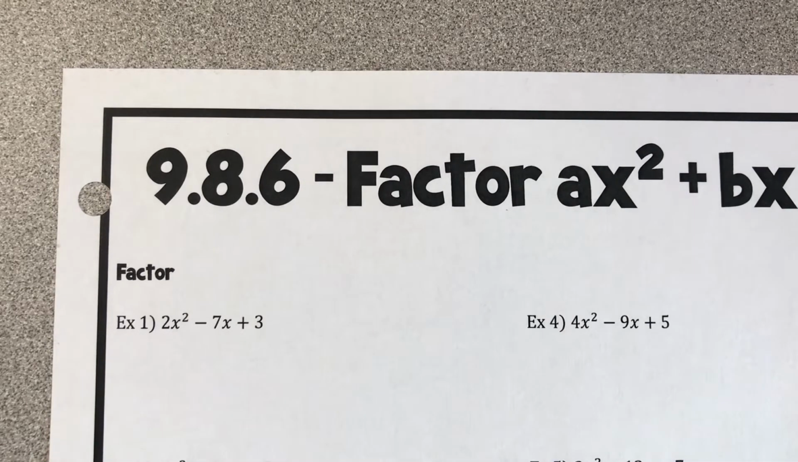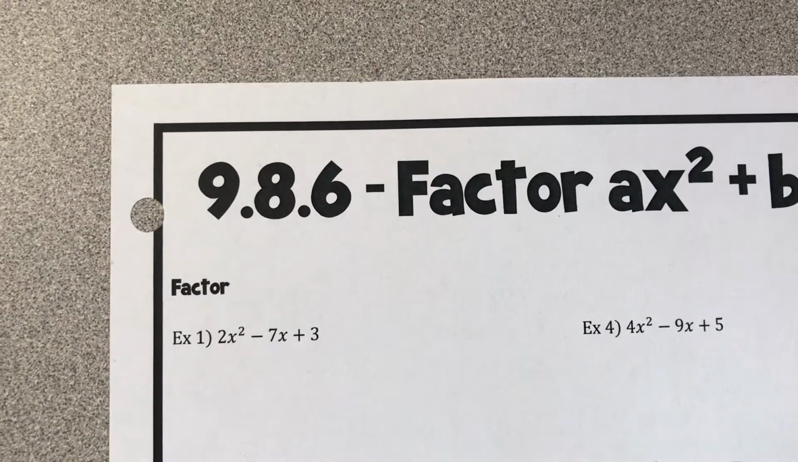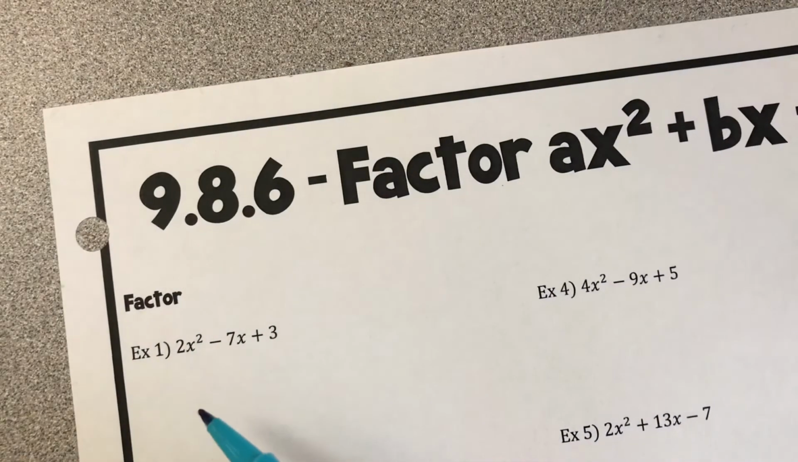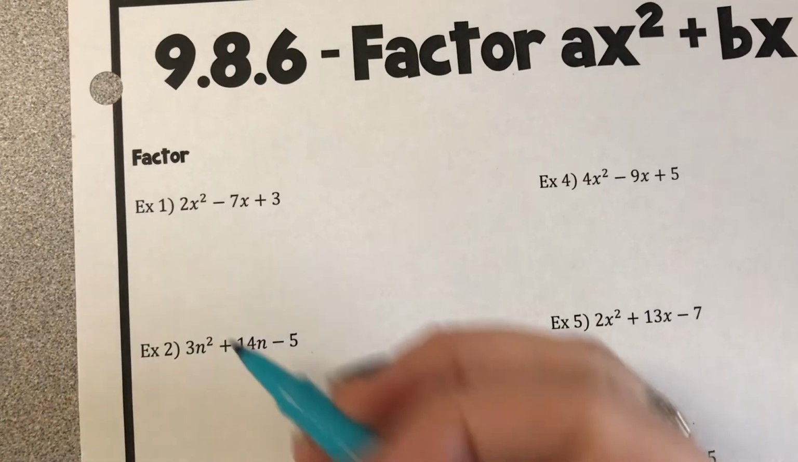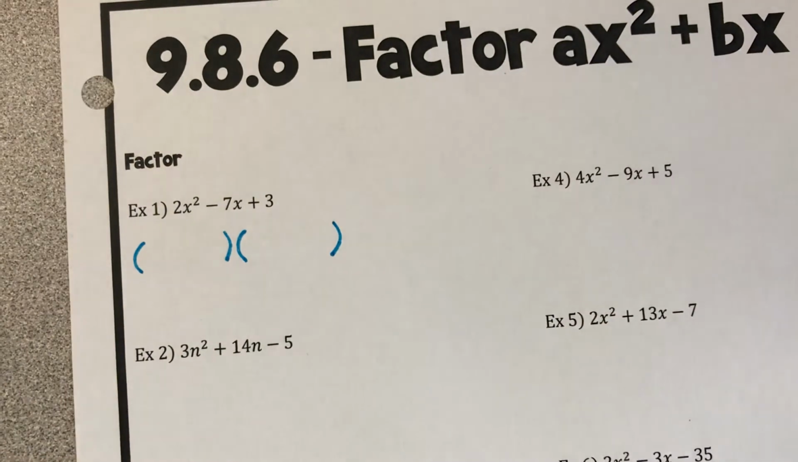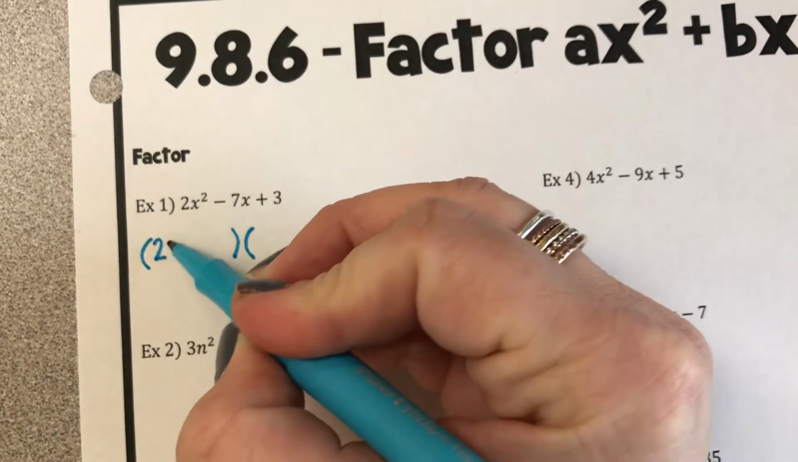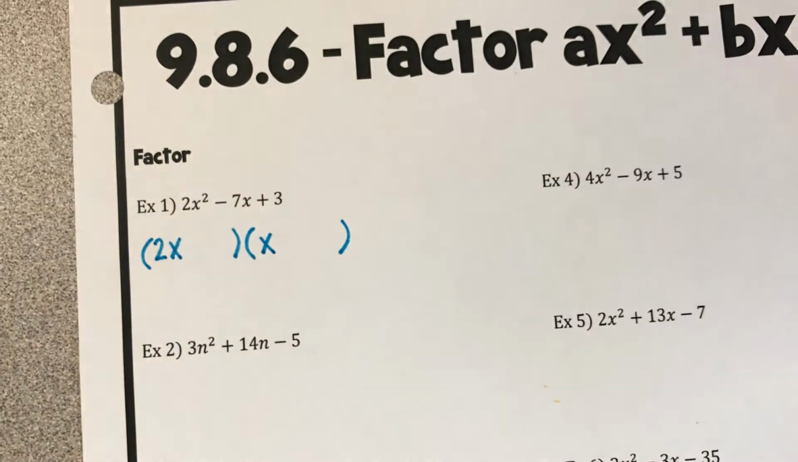Okay, today we're going to keep factoring, but instead of having just an x squared for our first term, we're going to have what's called ax squared, and that's where there's a number in front, or a coefficient in front of the variable. So some of it is trial and error. So we're going to set up our two parentheses just like we always do. Okay, then I know the only way to make 2x squared is 2x times x.